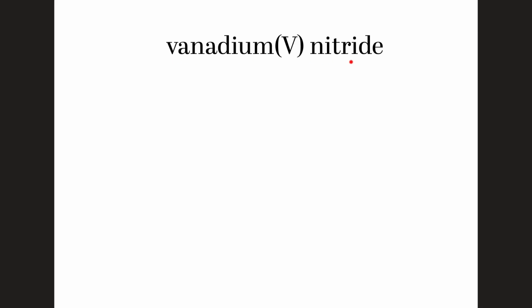Here we have vanadium 5 nitride. So vanadium is going to be a transition metal. It is element number 23. It has a symbol of V. Nitride is going to be nitrogen, which is in group 15, element 7. It's going to have a symbol of N. So we know that for vanadium, there's a V in parentheses, so that means our charge is going to be a positive 5.